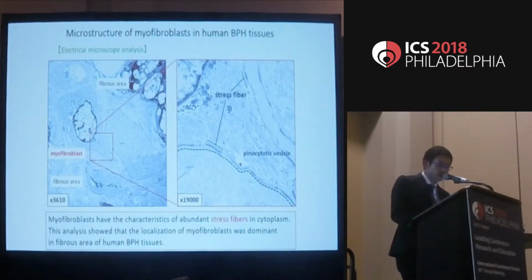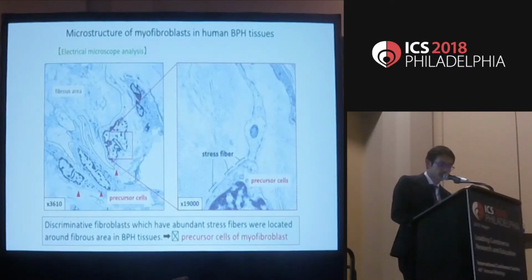In electron microscope analysis, myofibroblasts have the characteristic of abundant stress fibers in the cytoplasm. This analysis showed that the localization of myofibroblasts was dominant in the fibrous area of human BPH tissues. On the other hand, differentiated fibroblasts, which have abundant stress fibers, were considered to be precursor cells of myofibroblasts due to their morphological characteristics.